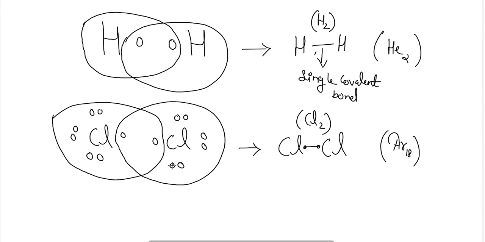So here we have seen that chlorine atoms are forming which kind of covalent bond? They are sharing one electron each atom, and they are forming a single covalent bond.